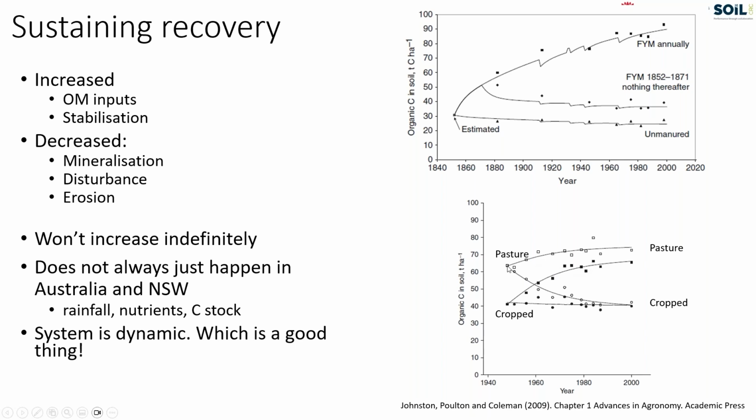Vice versa on the pasture, where it was maintained, it's poking along, but where disturbance and intermittent growth has been put in with cropping, it's dropped away down to that lower level. So the idea then is that processes or increases don't happen indefinitely, and in Australia they don't always just happen as easily either. There's limitations of rainfall and nutrients and the initial carbon stock as well. How close to the ceiling are we?